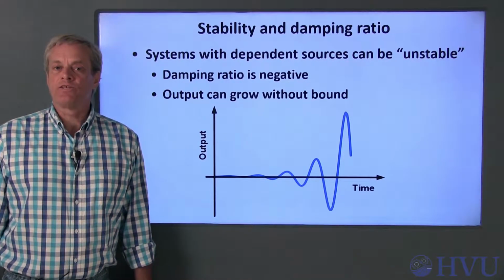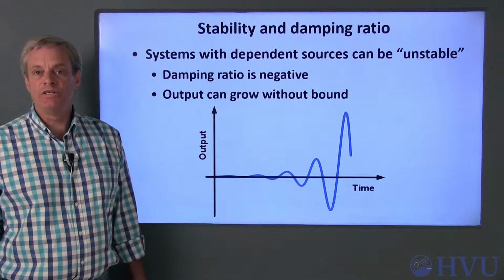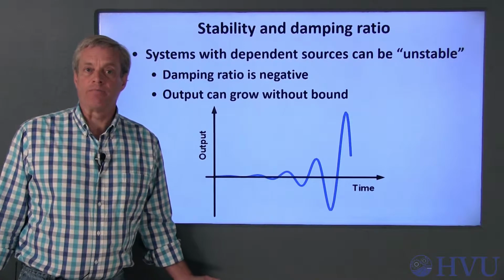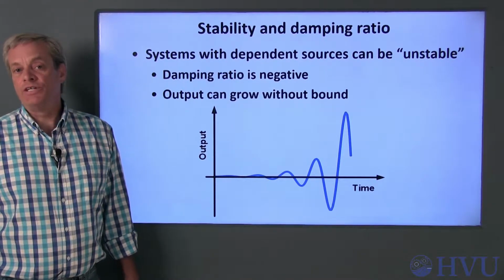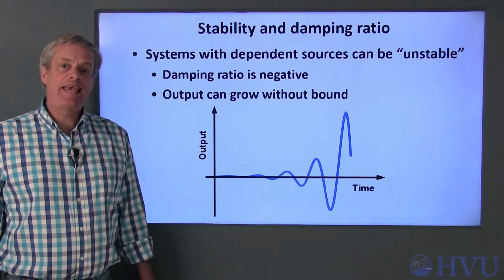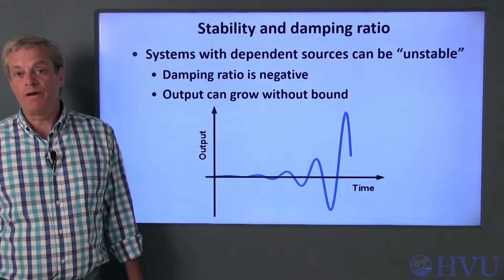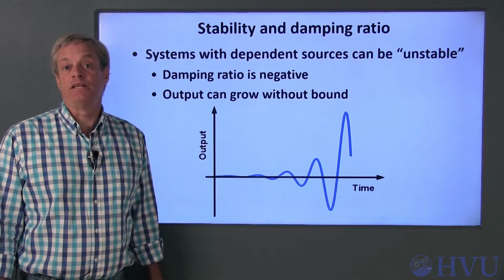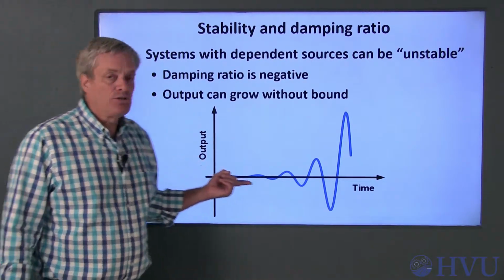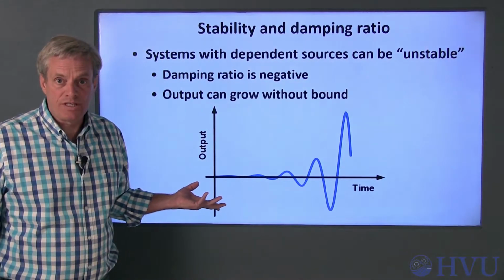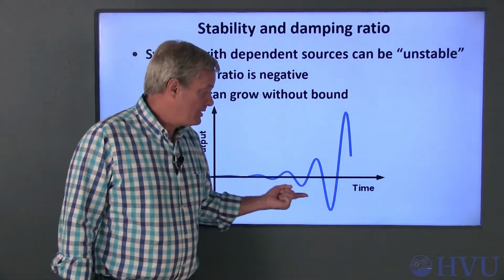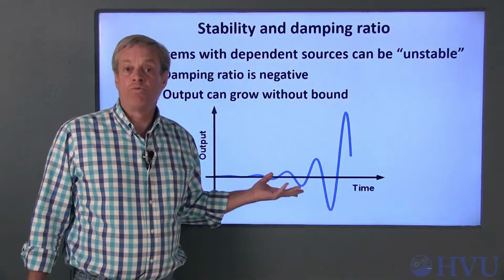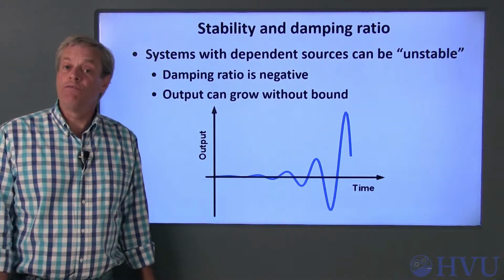Systems containing dependent sources can be unstable if the energy addition from the dependent source reinforces the energy already stored in the circuit. If this happens, the damping ratio can become negative, which means that the decaying exponentials we're used to seeing in the response become growing exponentials, and the system response increases exponentially without bound. This is a typical shape of an unstable second-order system response. The system response oscillates and grows with time. As time increases, the response will, at least theoretically, go to infinity.